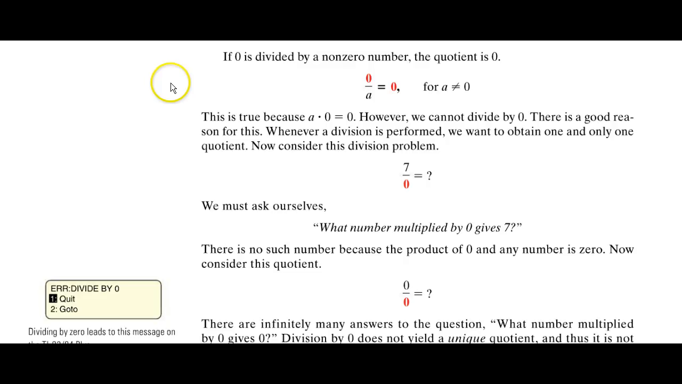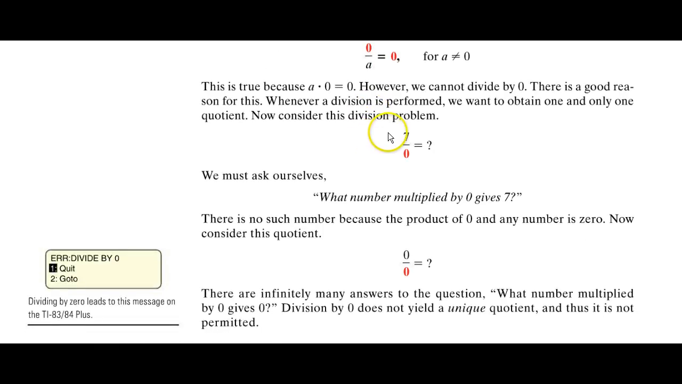Now, some general rules of 0 in calculations. Anytime 0 is divided by something that is not a 0, the answer is 0. It's 0 over A. That's the beginning of it. The answer is 0.